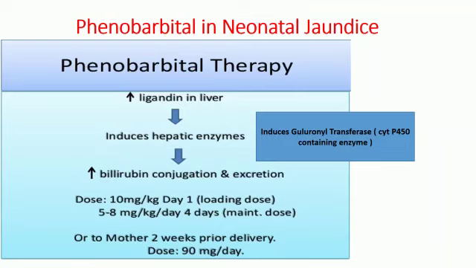Sometimes phenobarbital therapy may be given because phenobarbital is a drug which increases ligandin activity in the liver. It also induces the cytochrome P450 containing enzyme, that is the glucuronosyl transferase. So once the conjugating enzymes are induced, the conjugation process begins and increases, and this will help in excretion of bilirubin via kidneys and stool.